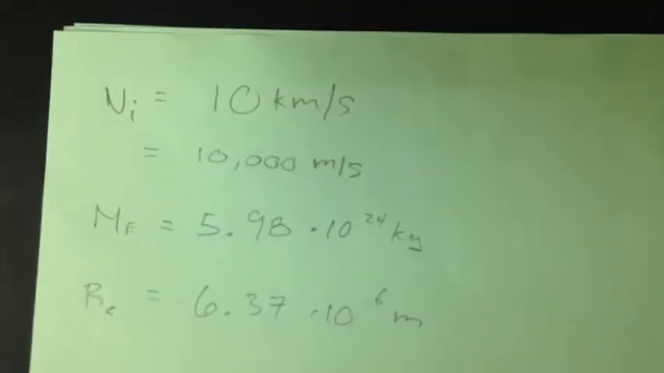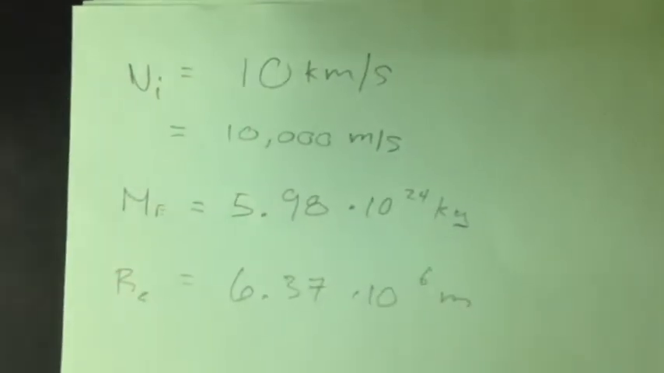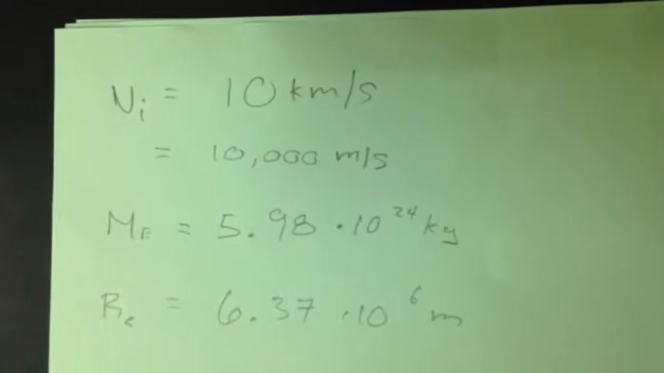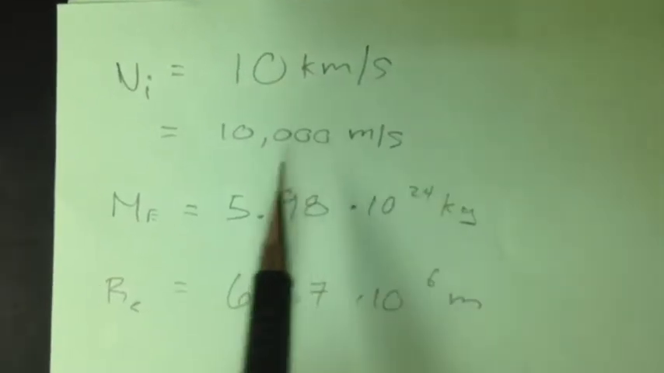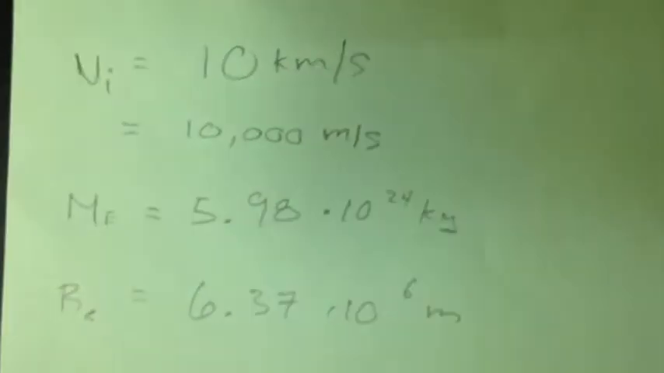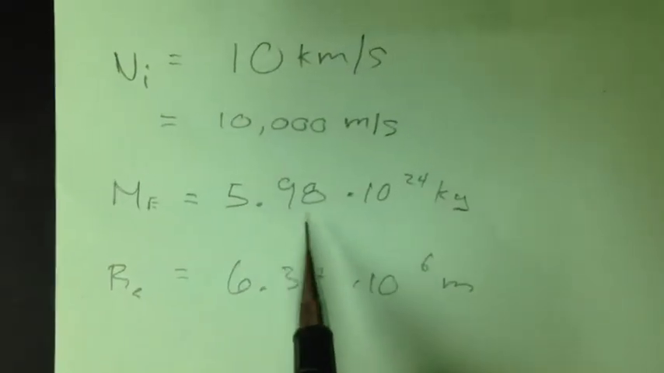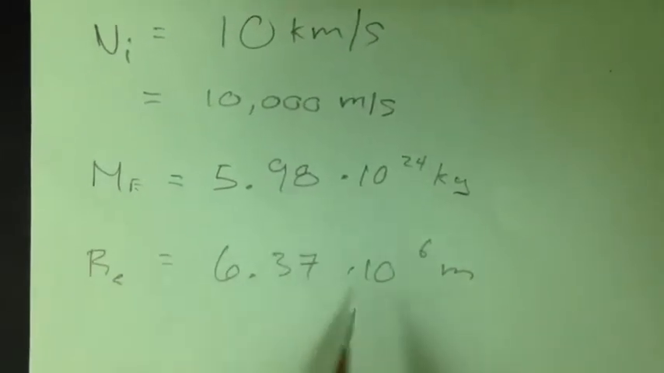The problem asks us to find how far an object will fly up if it is given an initial velocity of 10 kilometers per second. Since normally we work in meters per second, we're going to convert between kilometers and meters. Multiplying by 1,000 gives you 10,000 meters per second. From the tables in the book, we know that the mass of Earth is 5.98 times 10 to the 24th kilograms. The radius of the Earth is 6.37 times 10 to the 6 meters.